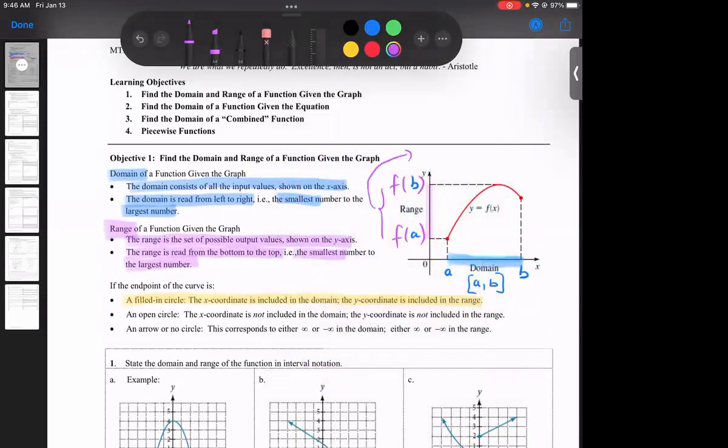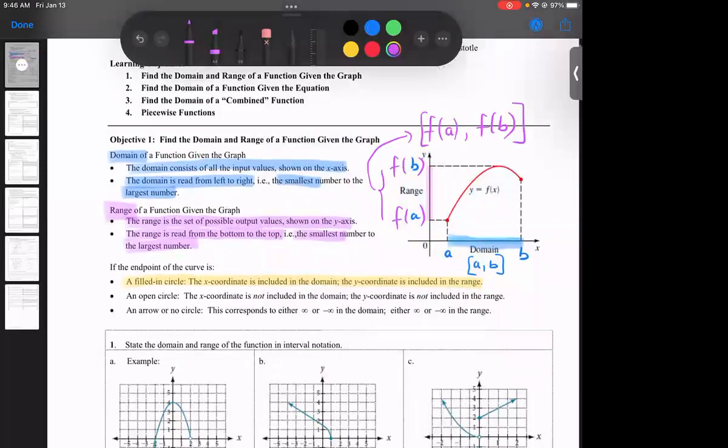Let me write it up here so I don't fight for space. To f of b, and it's included. We're going to use brackets. You use brackets when you see the filled points.